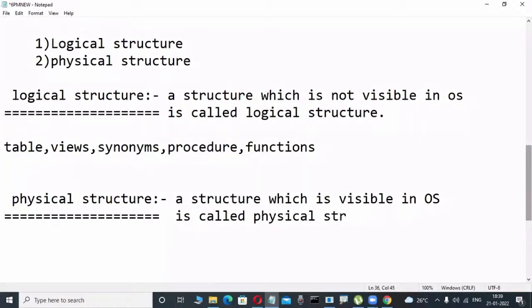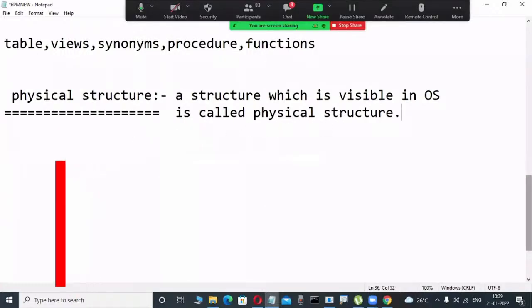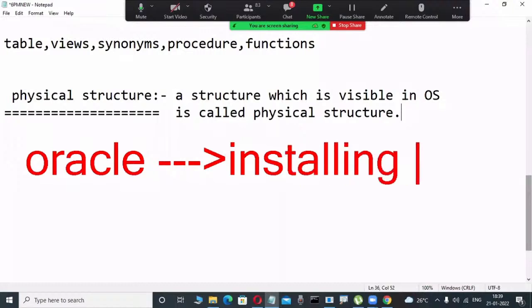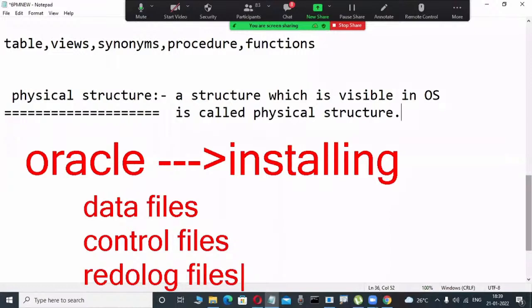Who are the persons working in this physical structure? It's a big concept; I'm telling the definition side only, because today I'm telling which definition of database is correct. A structure which is visible in the operating system is called a physical structure. Suppose I am installing software, some physical files are created on the disk, like PowerPoint, MS Access, Word. Same way, Oracle is a relational database software, like MySQL and SQL Server. Whenever I install Oracle, physical files are created automatically: data files, .dbf files, control files, and redo log files. You don't have an idea about these yet.